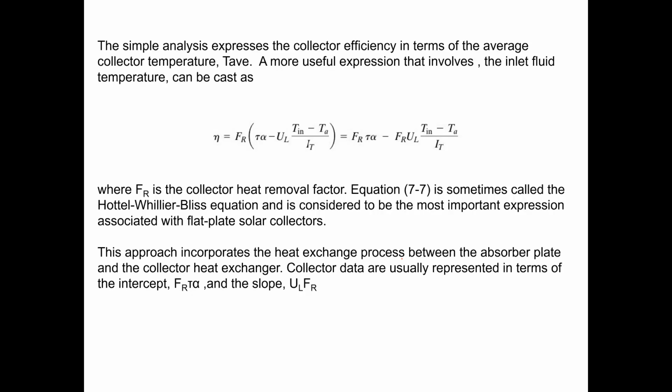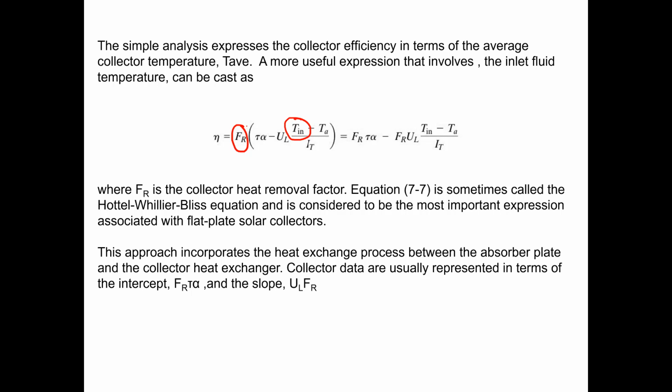So that simple analysis expresses the collector efficiency in terms of average collector temperature. You can take that equation and modify it to include the temperature of the water entering the collector. I'm not going to go through the algebra, but this equation also includes what's called a solar collector heat removal factor. I've always called it a fudge term, but this is an important equation, named the Hottel-Whillier-Bliss equation. It's considered the most important expression associated with flat plate collectors.